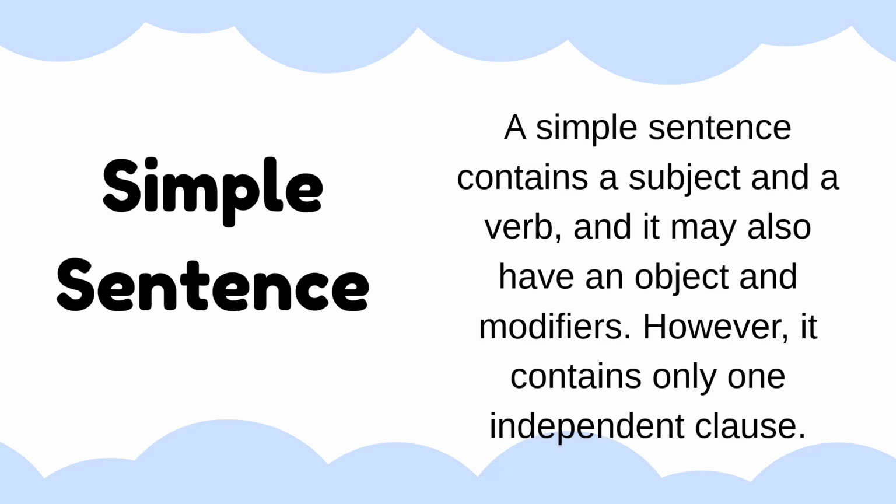The first one is simple sentence. A simple sentence contains a subject and a verb, and it may also have an object and modifiers. However, it contains only one independent clause.